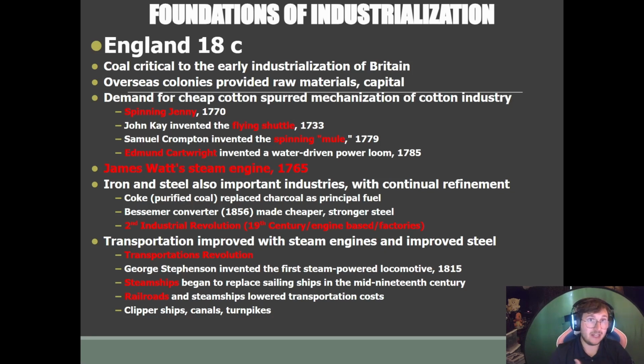In 1770, we have the spinning jenny, which, again, spins the cotton to make yarn. We also have the flying shuttle, which is a loom-based system. That's going to be created by John Kay in 1733. We have Samuel Crompton. He's going to invent the spinning mule in 1779. Edmund Cartwright is going to invent the first water-driven power loom in 1785, which is going to utilize a factory on a river to make cotton and textiles easier.